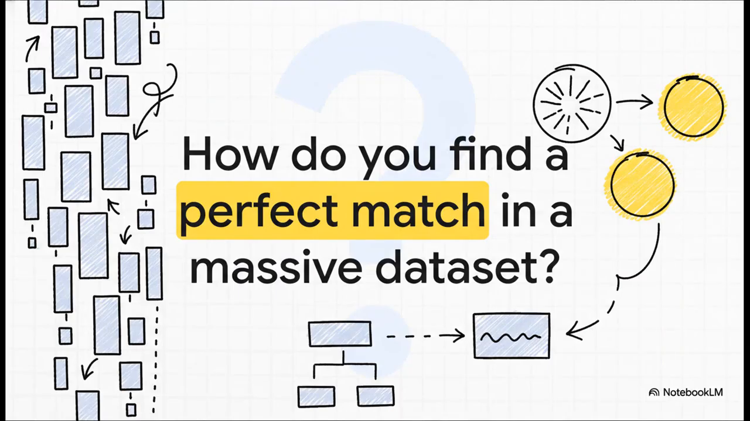So, let's imagine this. You've got a massive list. We're talking millions of numbers. And your job is to find two of them, just two, that add up to a very specific target value. Now, how would you even begin to tackle that? You could check every single possible pair, but that would take forever. It's just wildly inefficient. There has to be a better way, right?